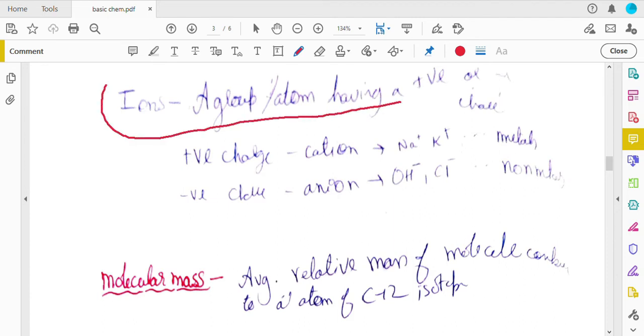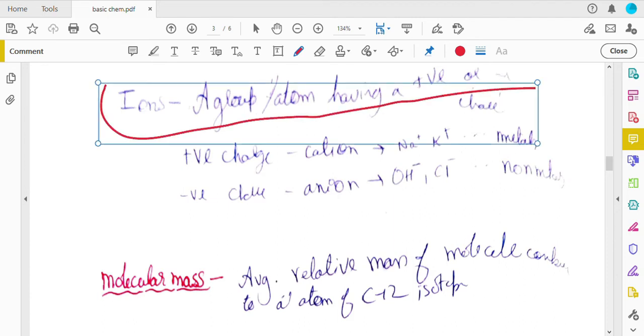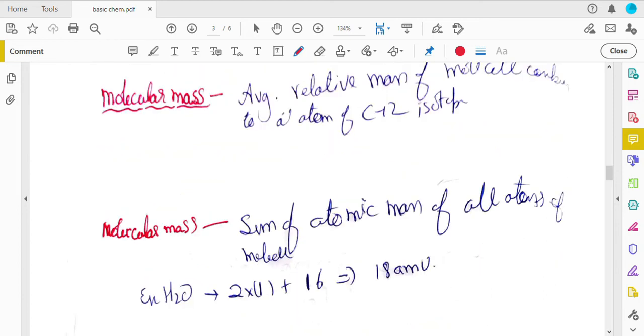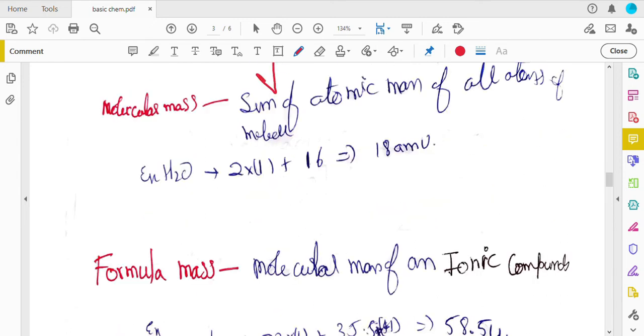What are ions? An ion is a particle having positive or negative charge. Positive charge ions are known as cations and negative charge ions are known as anions. Examples: Na plus, K plus; anions are OH minus, Cl minus. Generally metals form cations and non-metals form anions. What is molecular mass? Molecular mass is the average relative mass of a molecule compared to an atom of carbon-12 isotope. Or we can define it as the sum of atomic masses of all the atoms of a molecule. Example H2O: hydrogen mass is 1, so 2 into H plus 16 gives us 18 AMU.